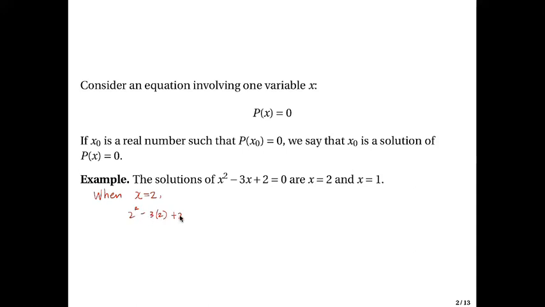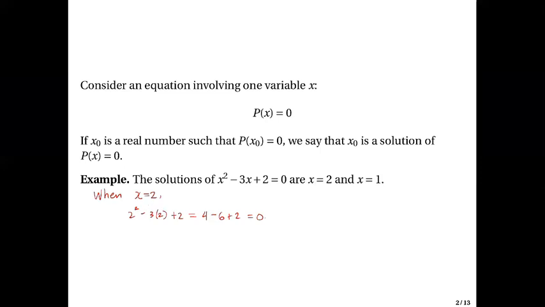So if we simplify this, what we will get is 4. That's for the 2 squared here. And then minus 6, that's 3 times 2, plus 2. And indeed, if we add all of this, we will actually get 0. So the equation is true when x equals 2.